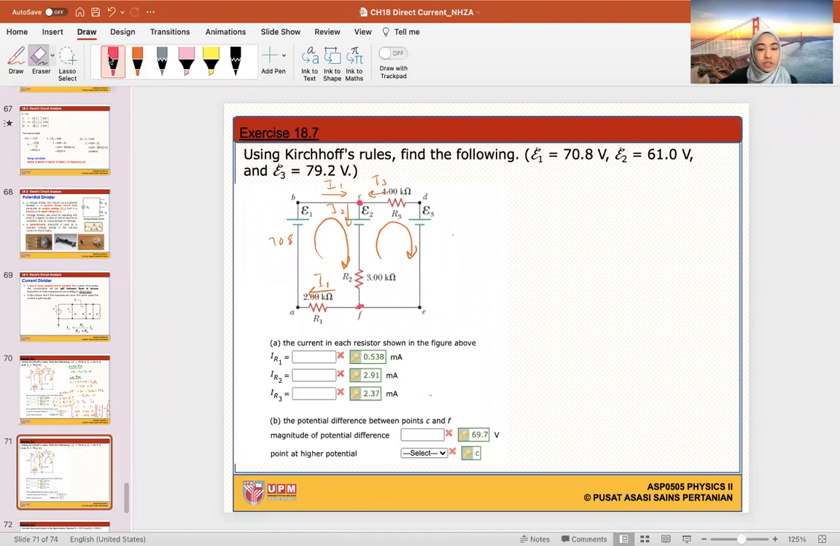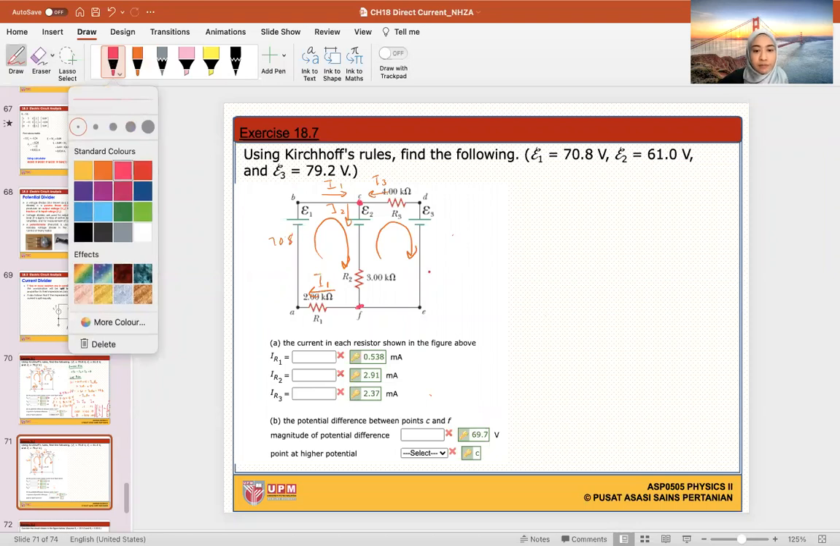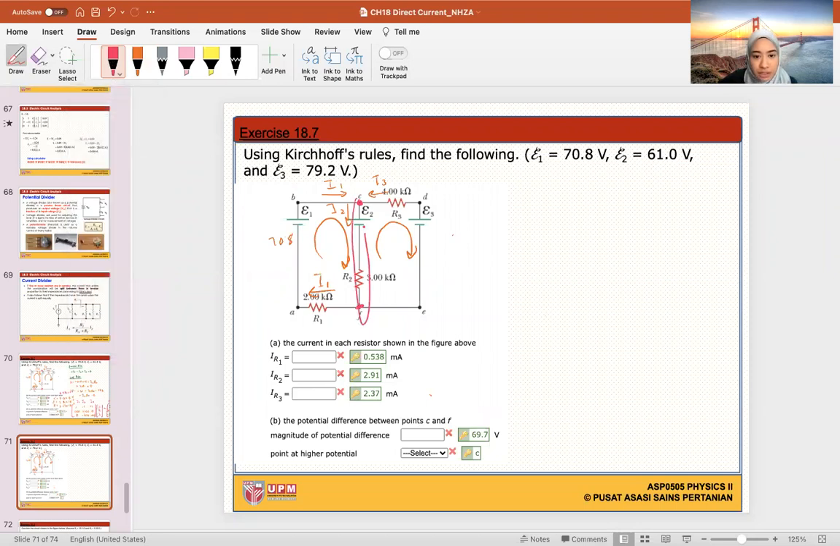Now here you can approach it in two ways. First, you can say it's the potential difference from here to here, or the potential difference from here to here. It's still C to F, C, D, E, F or C, F. So either way, you will get the same answer, but let's go with CF down here. So your I2 is flowing down and I2 is positive, which means that our direction of current is correct.